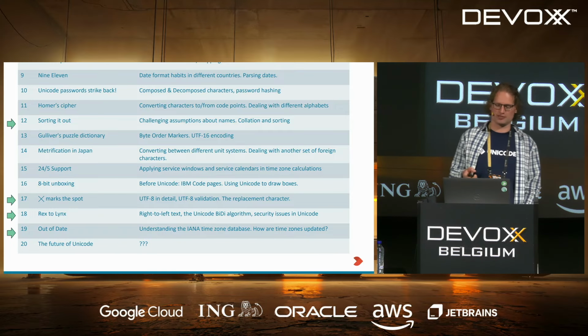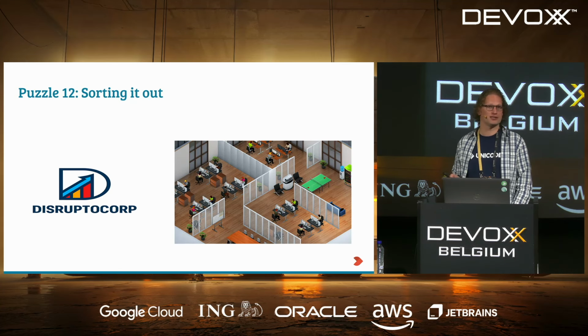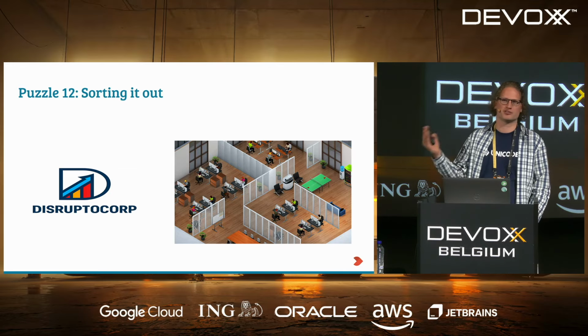But I'm first going to take you through one of the puzzles, number 12. It's called Sorting It Out. And I take this as a nice example of how the system works, so you can get an idea.